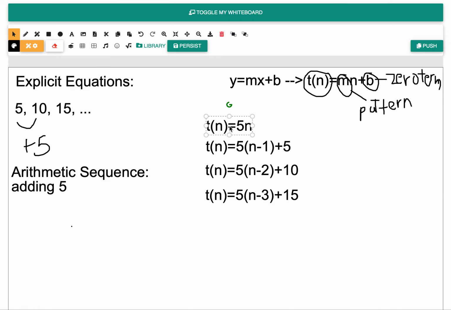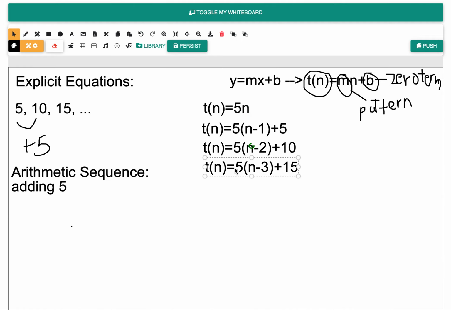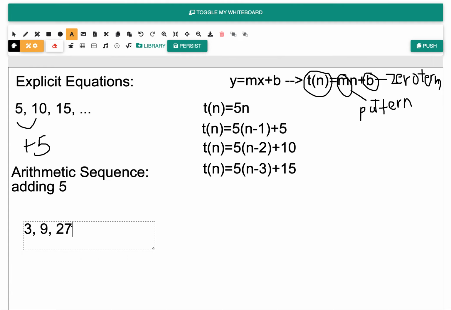Now you can do something similar with the geometric sequence, and I'll show you. Let's use this geometric sequence right here: 3, 9, 27, and so on. Now I know in this sequence I am multiplying by 3.